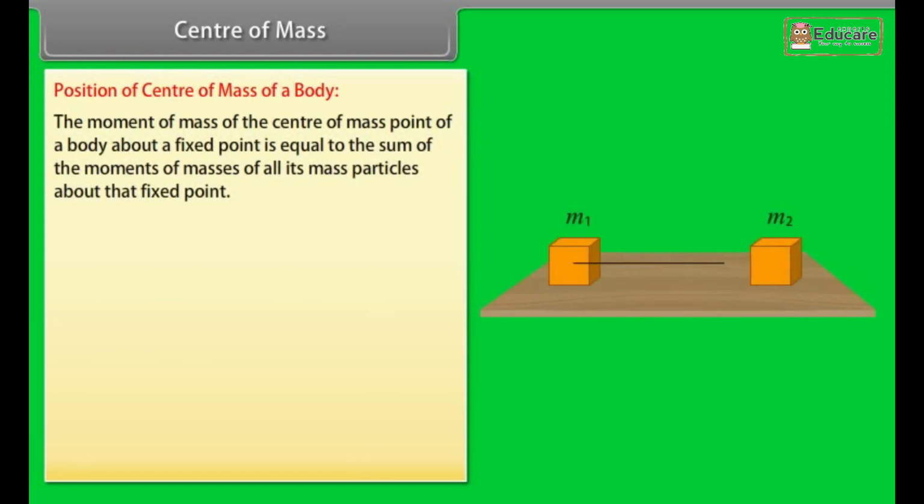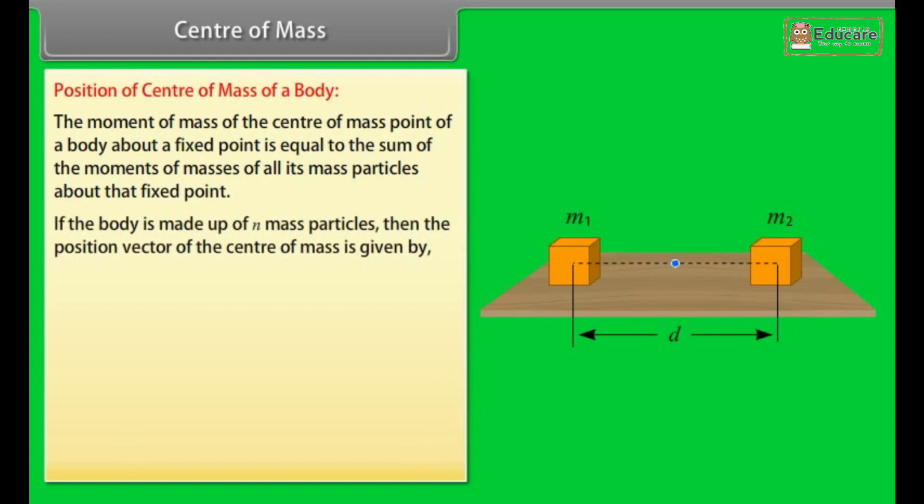The moment of mass of the center of mass point of a body about a fixed point is equal to the sum of the moments of masses of all its mass particles about that fixed point. If the body is made up of n mass particles, then the position vector of the center of mass is given by r vector = (m1 r1 vector + m2 r2 vector + ... + mn rn vector) / (m1 + m2 + ... + mn).